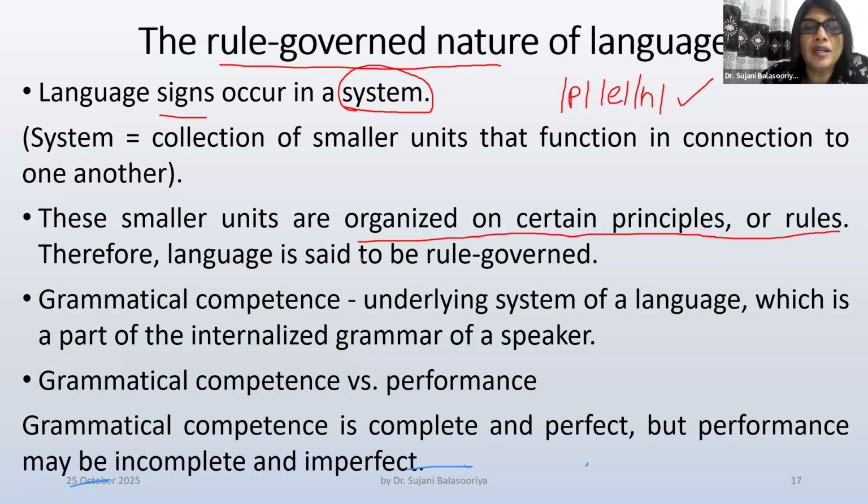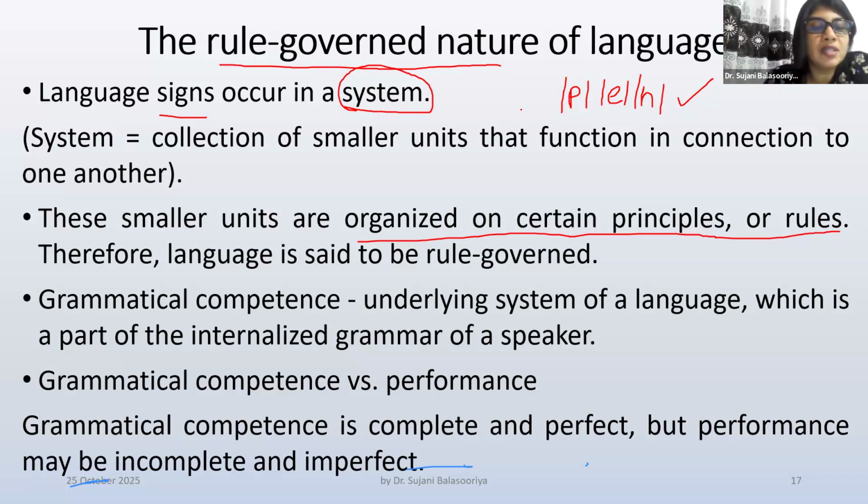Okay, so hope you got my point. I was telling that there are rules at every level. At the word level, sound level, meaning level, sentence level, there are rules to follow. So if we do not follow them, if we violate them, then the language, this overall system, will not function properly. That's why we say any language is by nature rule governed.